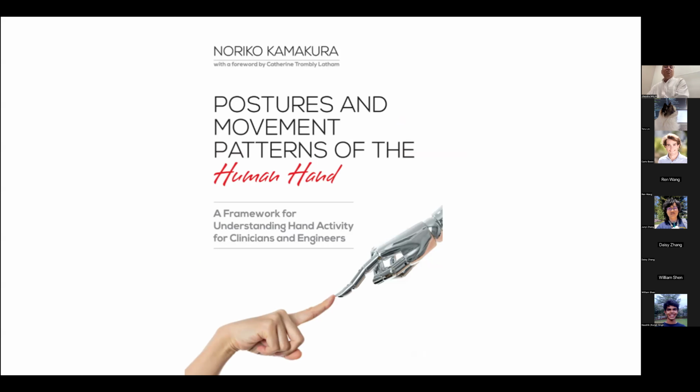So this is from someone called Noriko Kamakura. And I think of her as having done the best work in this area of understanding the movements of the hand. And sadly, all this work was in Japanese and not known to people in the West, who came up with their own various hierarchies of grasps and so on, which are all actually inferior to the work that she did in the 70s and 80s. But anyway, this work has been translated into English and is now available.